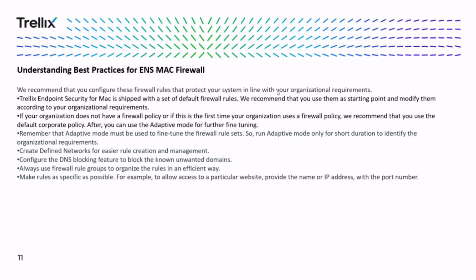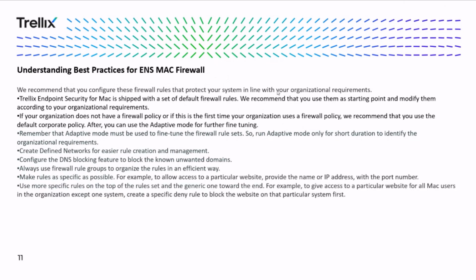You can just create one rule group, add those rules, and you can apply it across multiple systems using the ENS firewall component. Make rules as specific as possible. What we are talking about here is to allow access to a particular website, provide the specific name or the IP address with the port number. So suppose if you have a web application which is getting blocked with the firewall component enabled, get all those details, create a rule group, mention those details, and that will help you allow its functioning, and it will work without any issue.